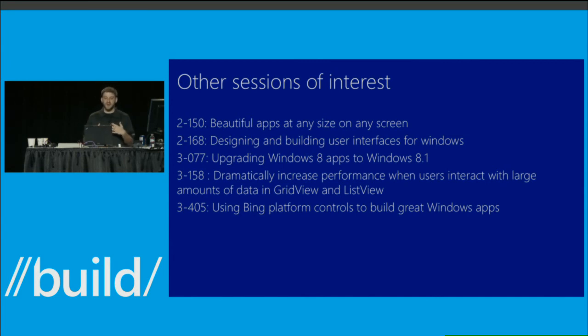And then talking about upgrading from Windows 8 to Windows 8.1, where they show an example of actually upgrading, changing your search experience. And then dramatically increasing performance when users interact with large amounts of data with grid views and list views. Many, many, many search results are based in grid views and list views, and many search results show large amounts of data. Making that as fast as possible is key to having an efficient search experience. And then finally, using the Bing controls to build great Windows apps. There's a lot of great controls coming out of Bing that can make your app really powerful and leverage the power of Bing, just like we did with Smart Search, and I encourage you to check that out.